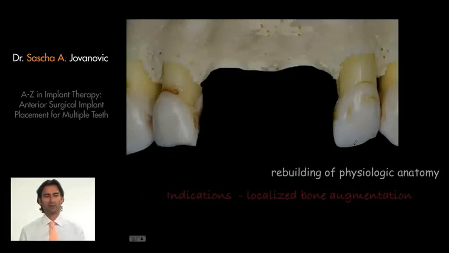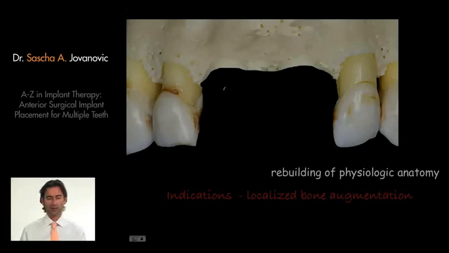So first of all, I always look at diagnostics. And when I have bone missing, I'll do my diagnostic wax up really well, so I know exactly how much bone I need to graft. And I look at the gingival biotype, so that I know how much soft tissue I have to really advance or transplant.